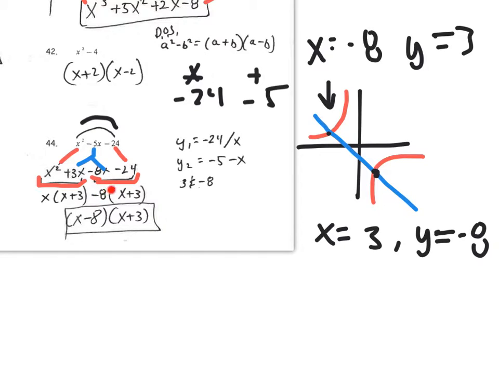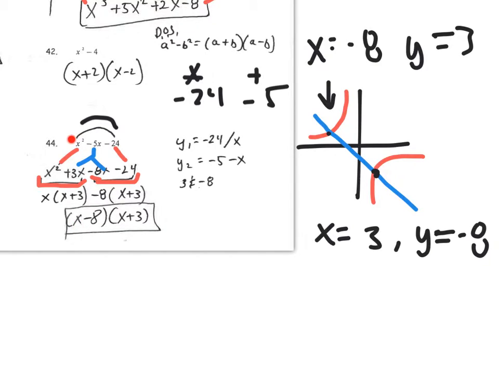A negative 8 times x is a negative 8x. A negative 8 times a positive 3 is a negative 24. If that works, then you're right. So what is left? Inside the parentheses, you have an x plus 3. Well, that's one of your factors. The other one is an x minus 8. That goes here. We have it fully factored.